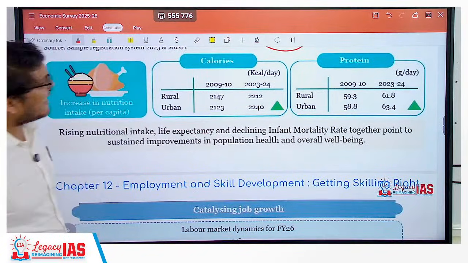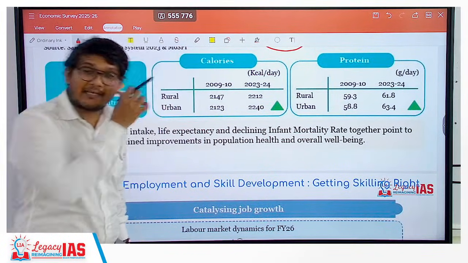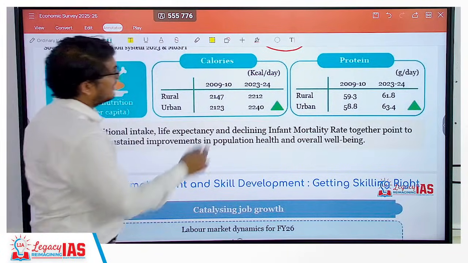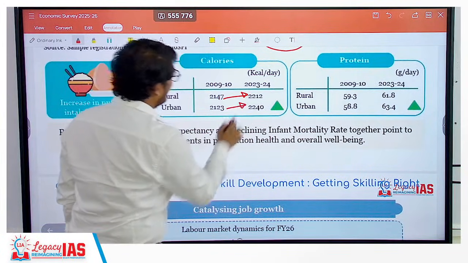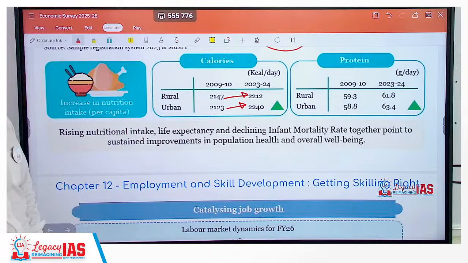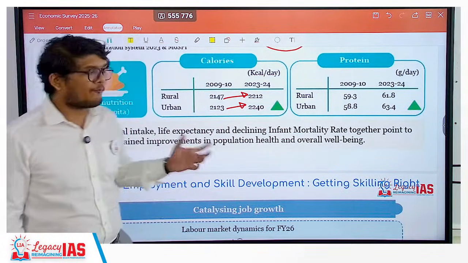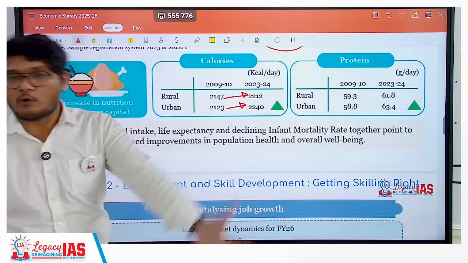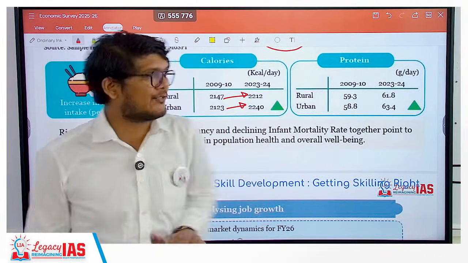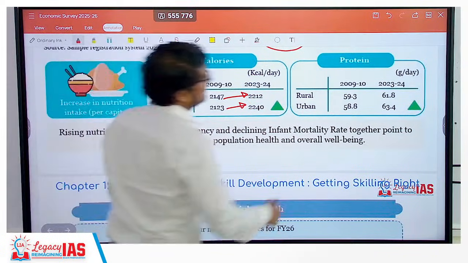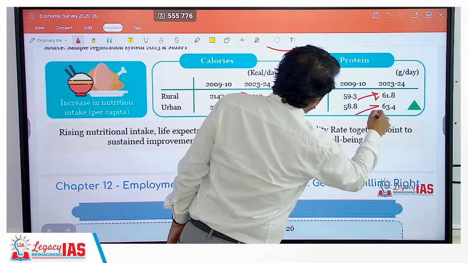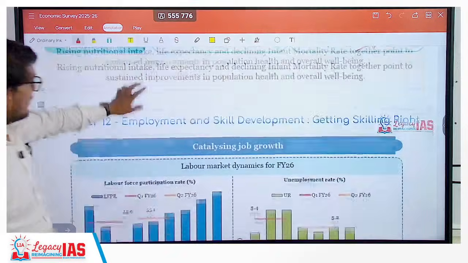The per capita calorie intake of Indians has also increased. Now, does that mean that it is because of sedentary lifestyle? That is also possible. But it is also said that a lot of poor people are now able to get those calories because the poverty is reducing. Hence, you can see increase in the calories and also increase in the intake of protein.